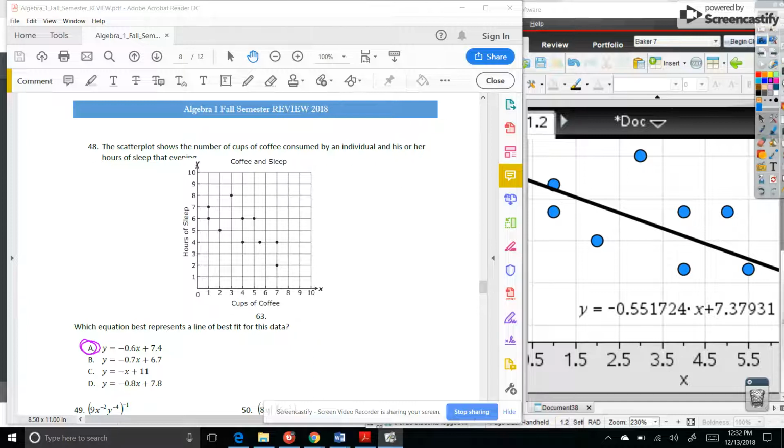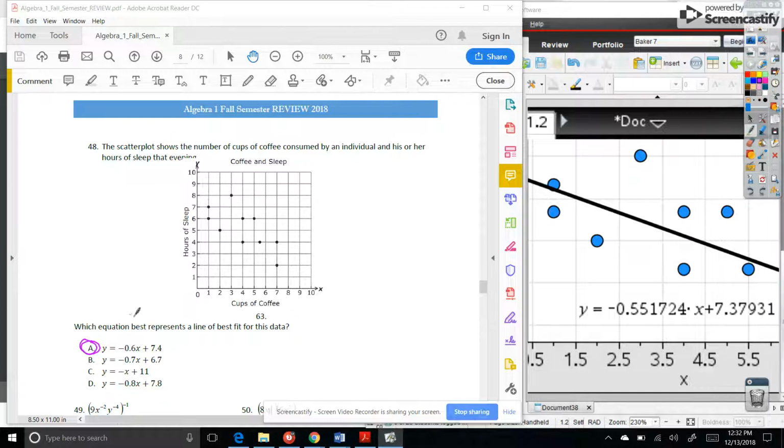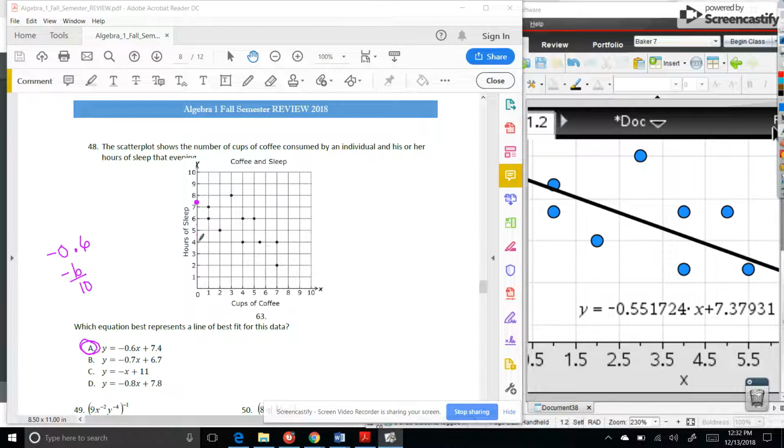Let's try to graph these, just like on here, and see why. I have a y-intercept of 7.4, so I would say that's about there. And my slope is negative 0.6, which is 6/10. So from this y-intercept that I just made, I'm going to go down 6 over 10. So 1, 2, 3, 4, 5, 6, and over 10.